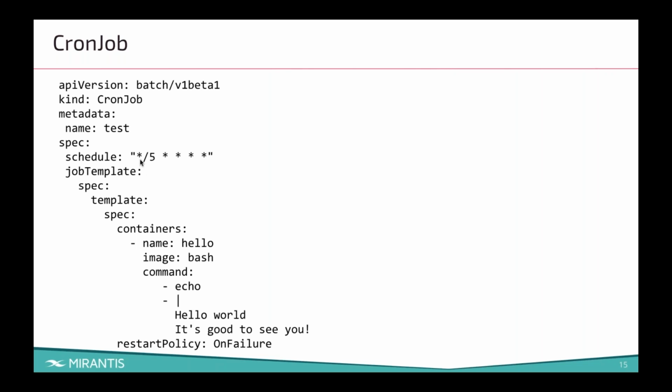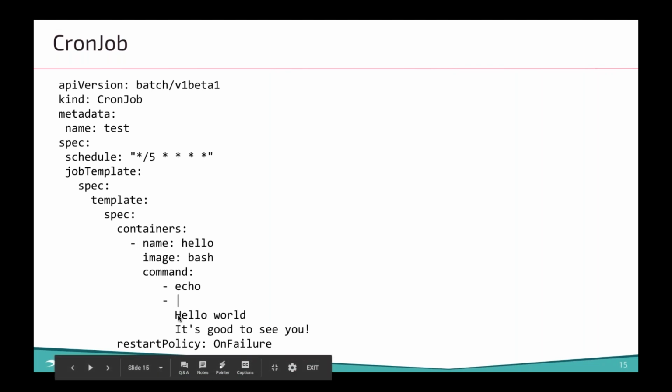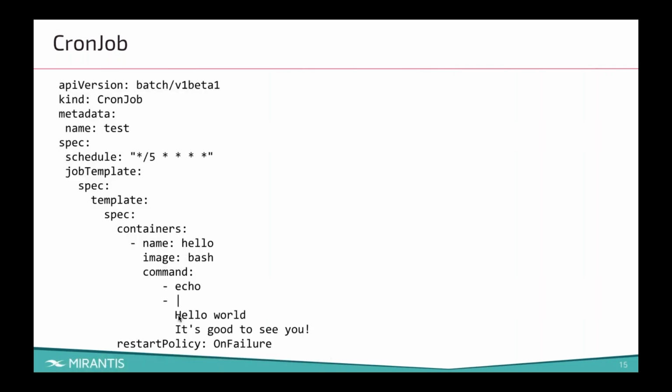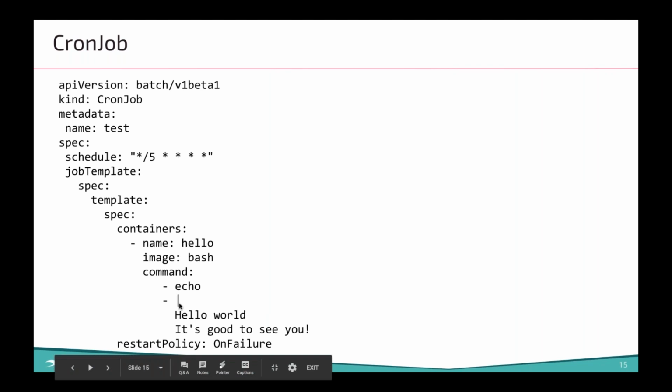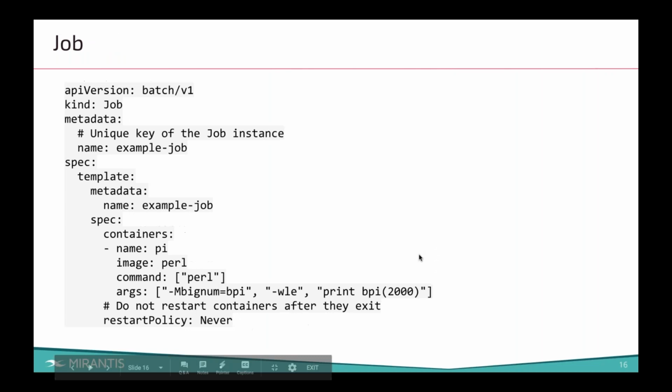This probably looks familiar. You've got your schedule, and then the job template is what you want it to do every, you know, 5, whatever. In this case, we want it to pull up a container. We've got the bash image. We're sending it a command. And because we're using the pipe symbol, it says yes, this is a text scalar, but we do want to preserve the line breaks in this. So this would be hello world, newline, it's good to see you.